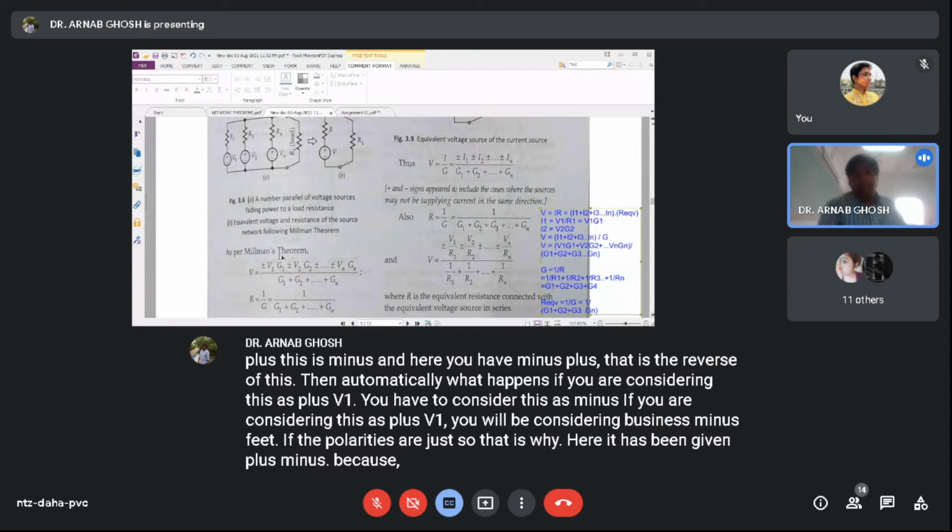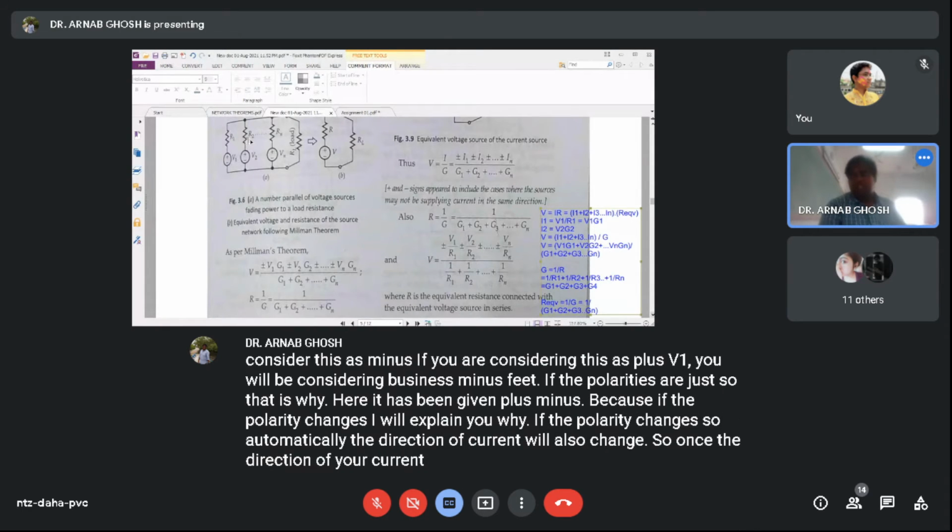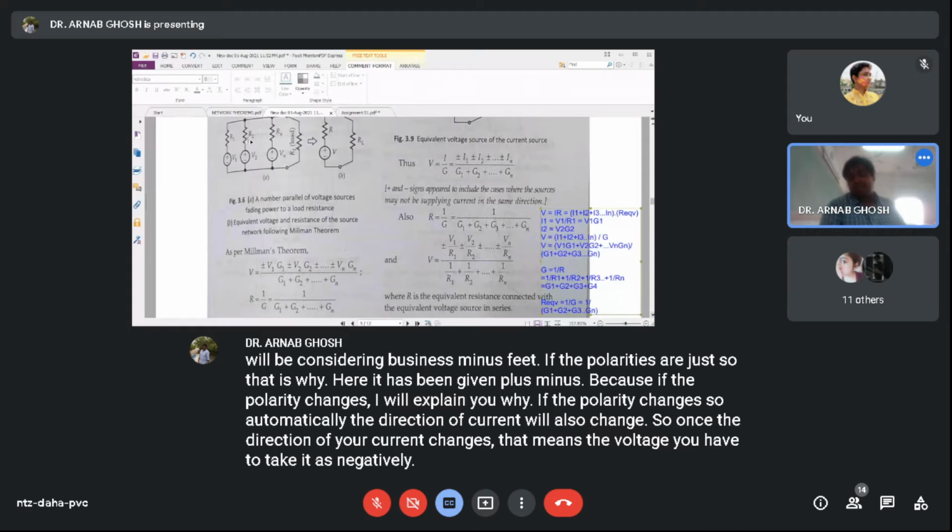Because if the polarity changes, I will explain why. If the polarity changes, so automatically the sign changes. Once the direction of your current changes, that means the voltage you have to take as negative. You have to consider this plus minus.